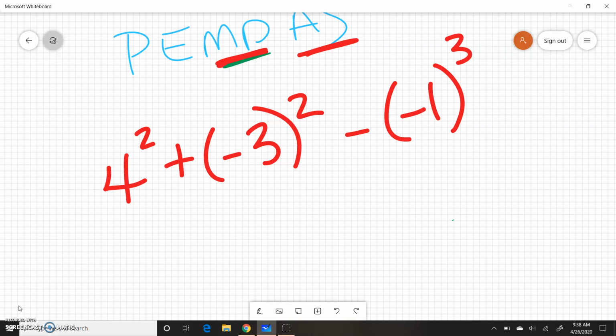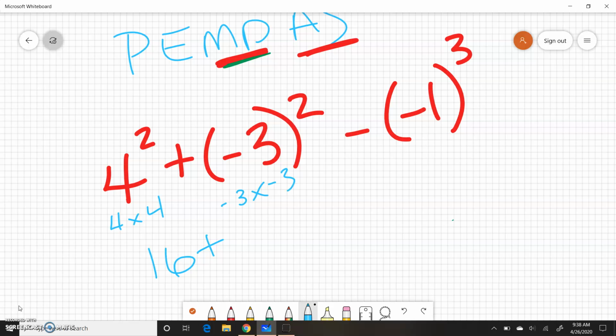So the next one, we move to exponents, and I have a whole bunch of exponents. So I'm going to do that first. Well, you should remember that exponents, like 4 squared, means 4 times 4. So this is 4 times 4, which is 16. So I have 16 plus, and then I'm left with negative 3 squared. So negative 3 times negative 3. Well, 3 times 3 is 9, and the signs are the same, so it's positive.